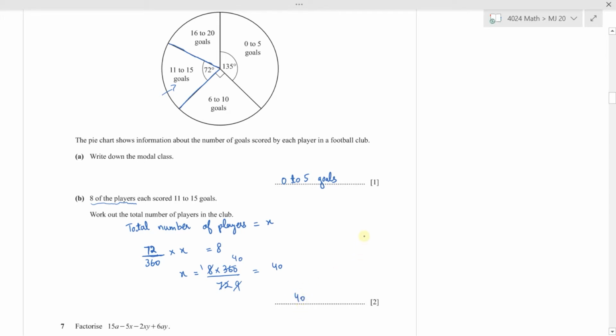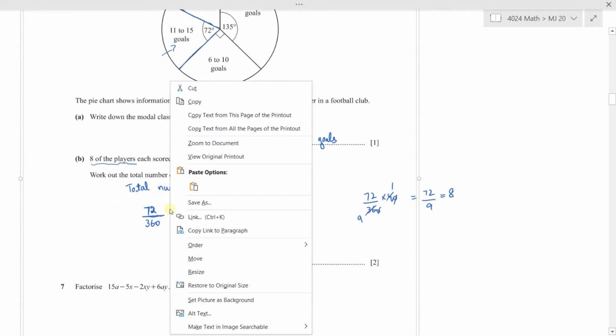And if you want, you can double check as well. 72 over 360 times 40 should give you 8 players for this class. So let's calculate it quickly. 0, 0 cancel out. 4 times 1, 4 times 9. And then 72 by 9 is 8, which is the number of players in this class.